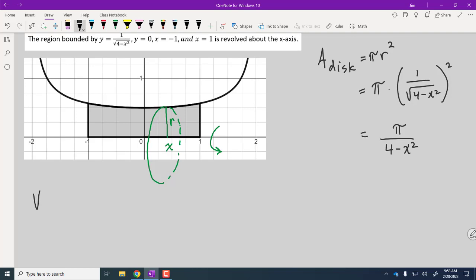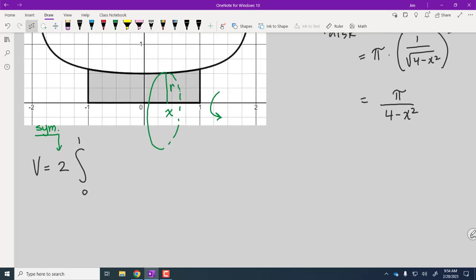So if we go 0 to 1 and double it? Yeah. Totally agree. So we'll go 0 to 1 and double it. So this is a symmetry. There is just as much volume to the left as there is to the right when you rotate those 2 shapes. So we can just double it. Always having a limit of integration that's 0 is helpful.